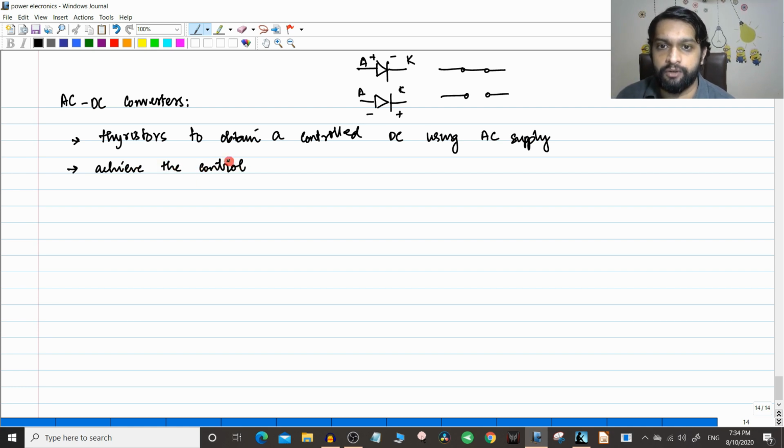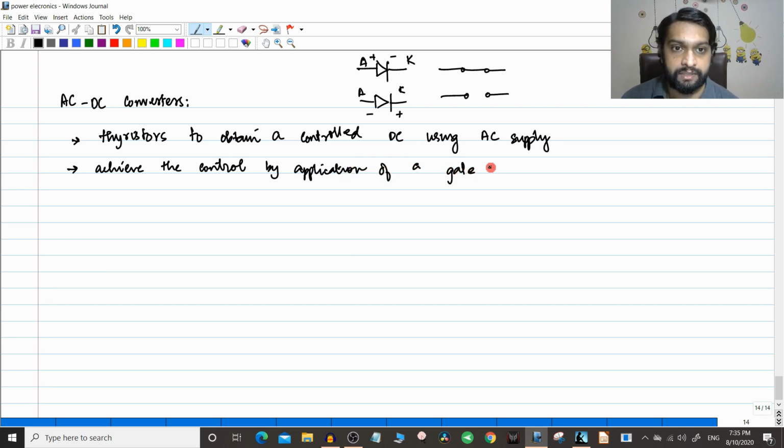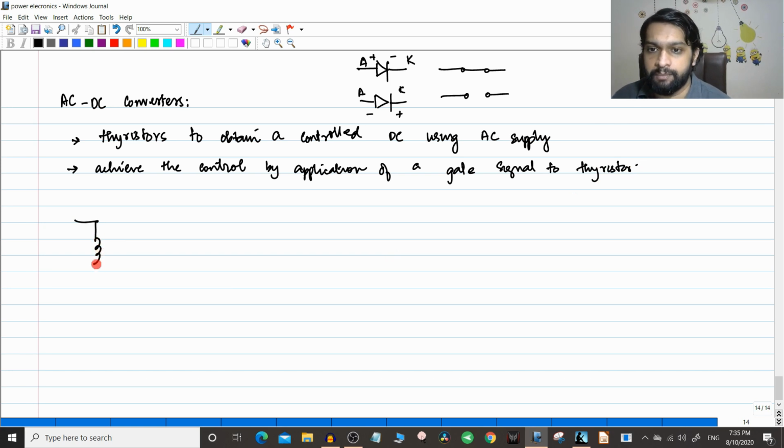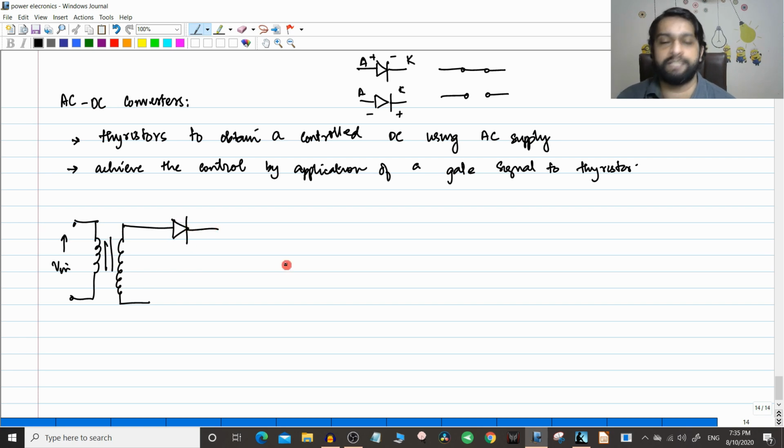I am writing this so that you can also make small notes along with this, so that you have something to remember. So we achieve the control by application of a gate signal to the thyristor. The basic idea I will show you. For example, this is your circuit, and this is your input voltage V in. We are using a transformer, and in a normal diode you connect something like this. Let me roughly draw the diagram quickly.